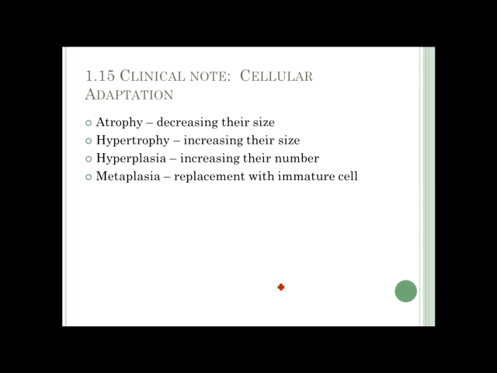Hypertrophy, increasing in size. Hyperplasia, increasing in their number. So the actual number of the cells increase and grow. Hyperplasia. Metaplasia, replacement with an immature cell. A metaplastic cell would be something that got damaged. We need a replacement for it. It spits out a cell, but the cell may be immature or not be able to handle the job stress that's put upon it.